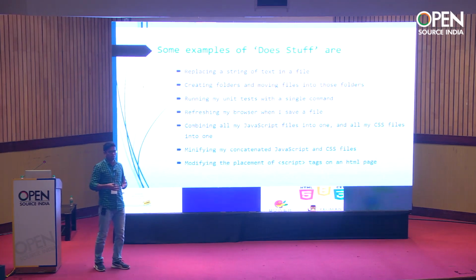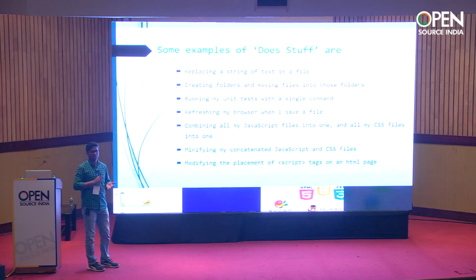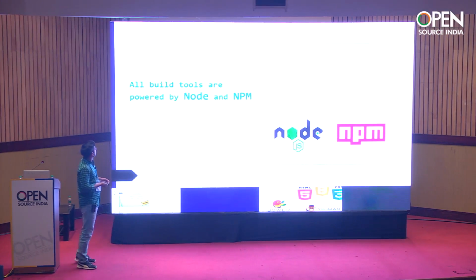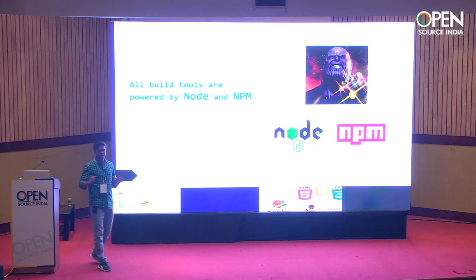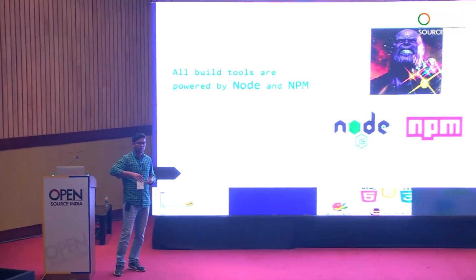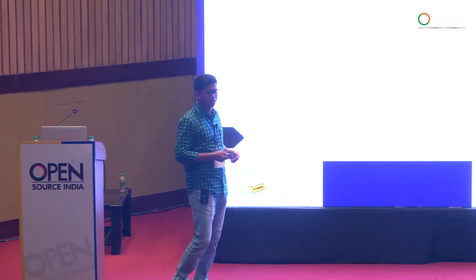So how do you generate those build versions, production versions? That is up to you. How much manual task you want to automate is up to you. Based on that, you will edit a file, or you will just build a production version of your application. All build tools are powered by Node and NPM. They are the basic building block, and they own it. Anything on top that you install and run, finally it comes to Node and NPM. That's why they are like Thanos, most powerful.